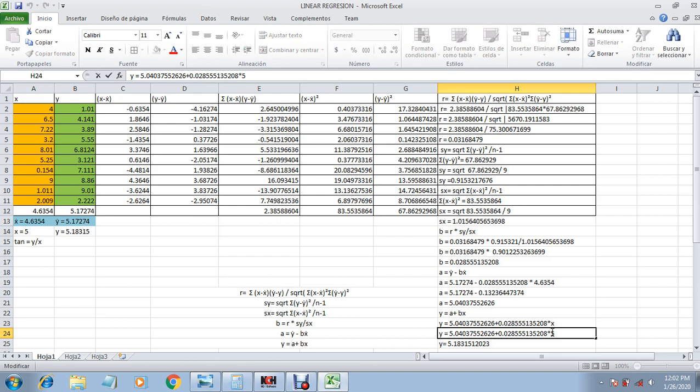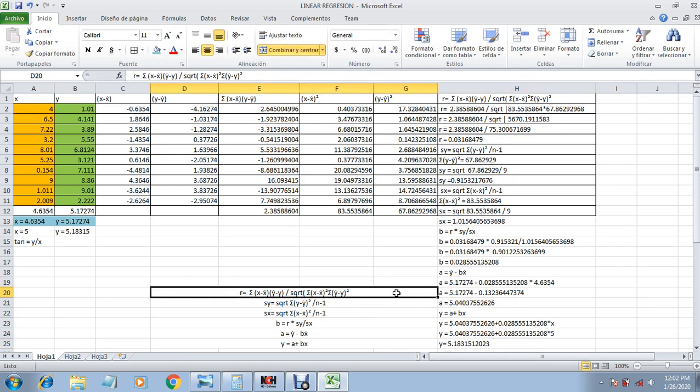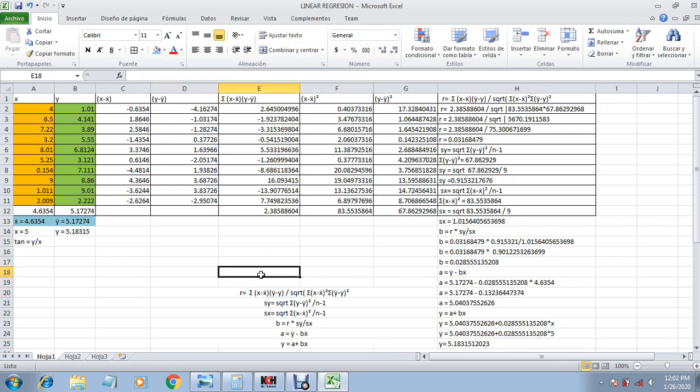When I introduce this 5, and then I operate over this equation, I got this 5.1818, and then I got these values. If I input 5 in x, I got 5.18. Okay.